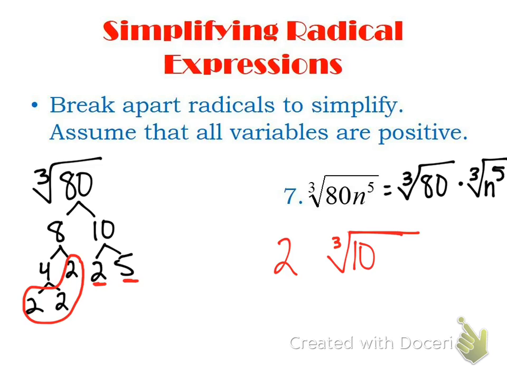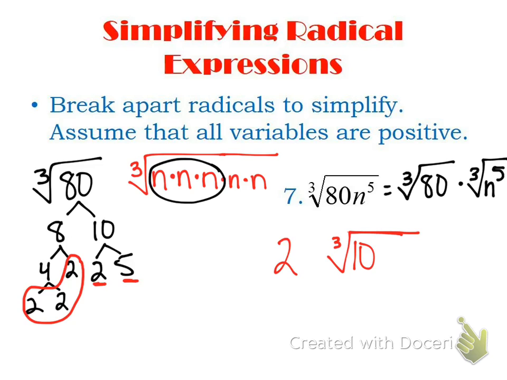Now we have to deal with the cube root of n to the 5th. So n to the 5th we could rewrite as how many n's? 5 of them. We're looking for groups of 3. So I've got 3 here, and then what's alone? N. Okay, both of those are alone, so they both have to stay inside. So what's going to come outside by my 2? An n from that group. And what's going to stay inside? N squared, because there were 2 left over.